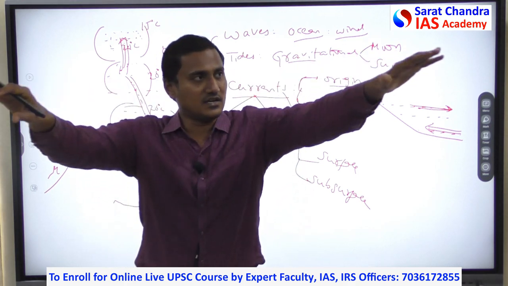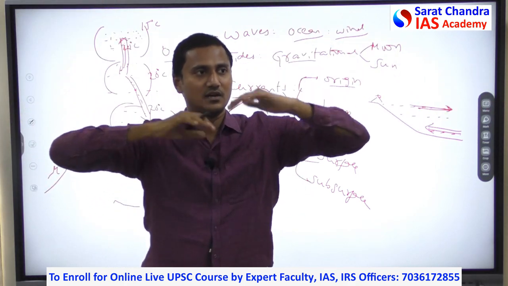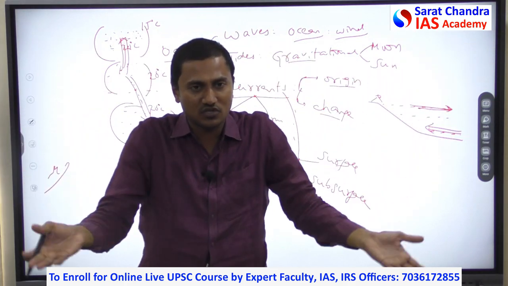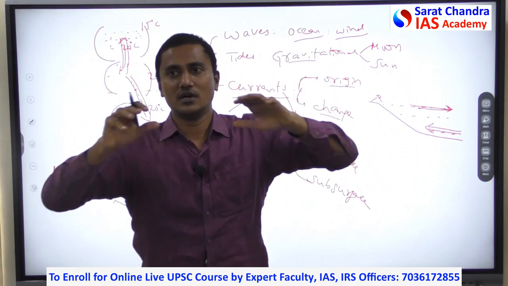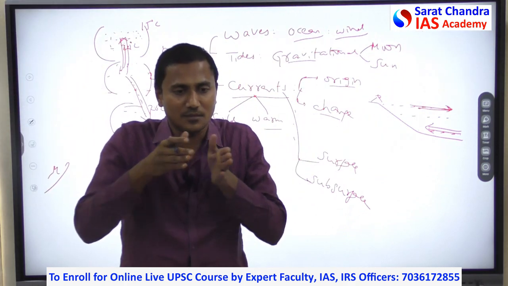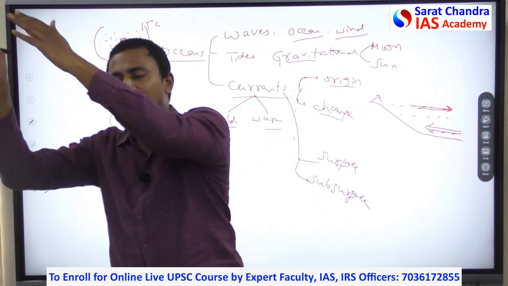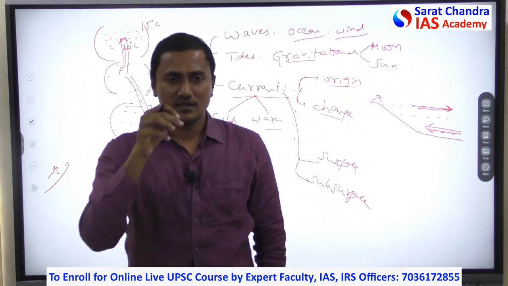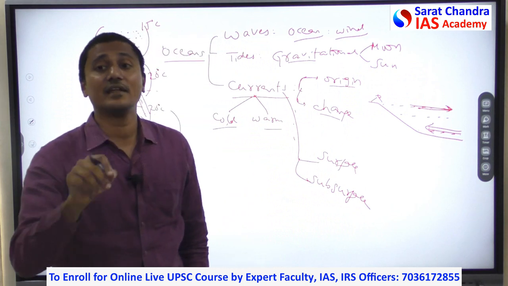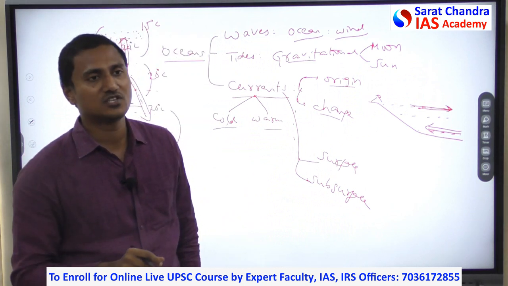Waves are not like that. Waves means the entire ocean waves will come. Tide also, the entire ocean goes up and down, tides will come. But with ocean currents, the entire ocean will not move. In some places in the ocean, water will move like this. That is called ocean current. Ocean current means water moving like a stream in the ocean, okay?